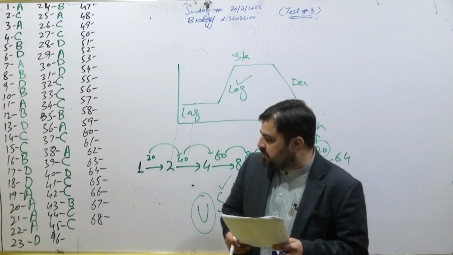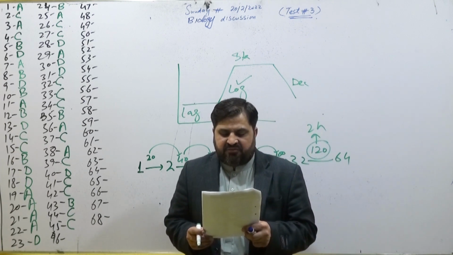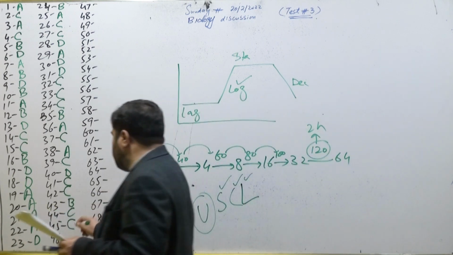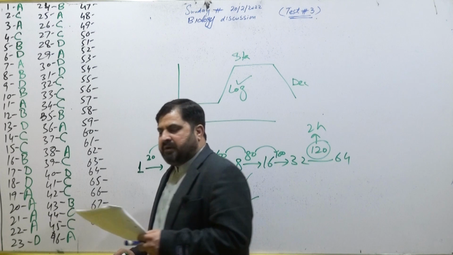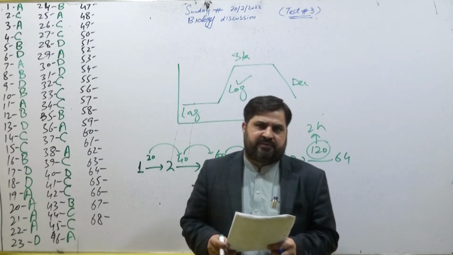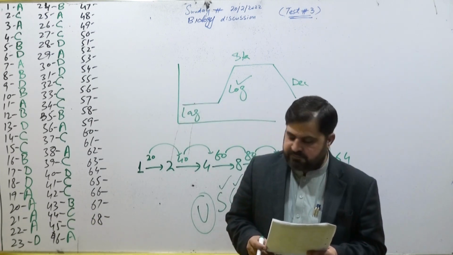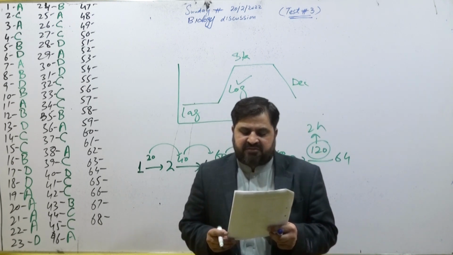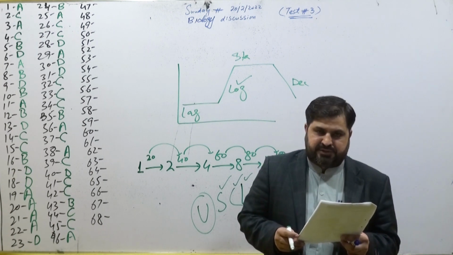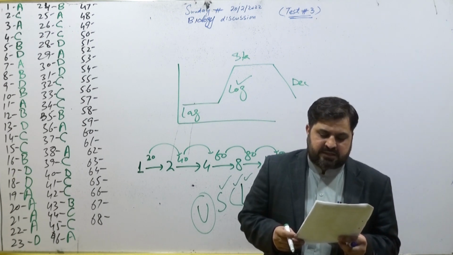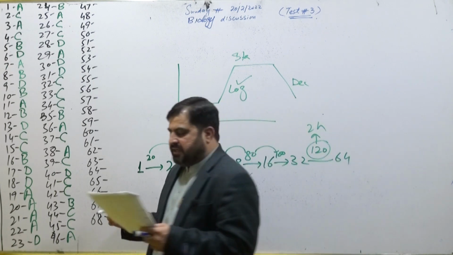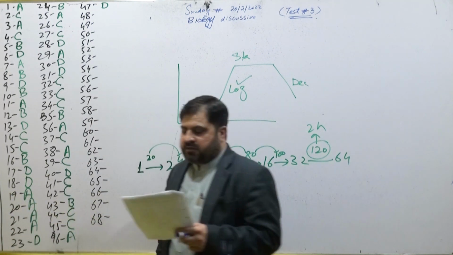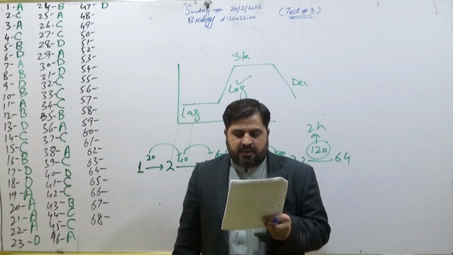Coming toward MCQ number 46, fungi usually store the reserve food material in the form of glycogen. All of the autotrophs store food in the form of starch, while all of the heterotrophs store food in the form of glycogen. Coming toward MCQ number 47, fungi can be distinguished from algae in that the cell wall is chitinous and chlorophyll is absent in fungi. So that's why the correct option is D.